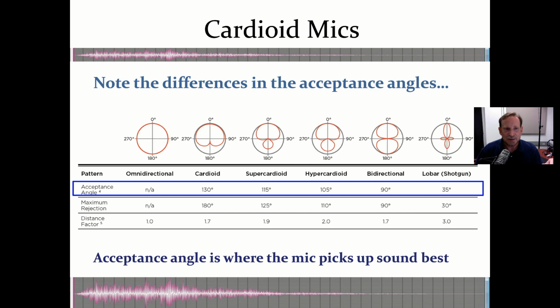So if it's 180 degrees here, 130 degrees is taking off just about 25 degrees off each side, right? If we're going to 115 degrees, you divide that in half, right? And you think about the angle here.